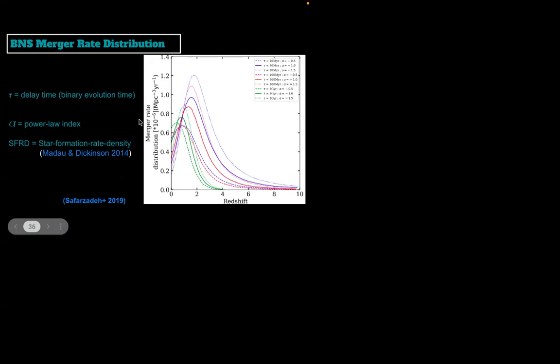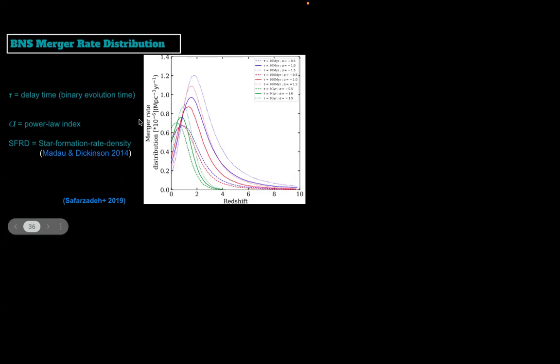We have taken three sets of time, from 10 million years to 1 gigayear. 10 million years means the moment you have created your neutron stars, they merge very rapidly compared to 1 gigayear, where it will take at least 1 gigayear to merge. And for these alpha values, minus 1.5 says that it favors rapidly merging neutron stars more compared to the minus 0.5 value.